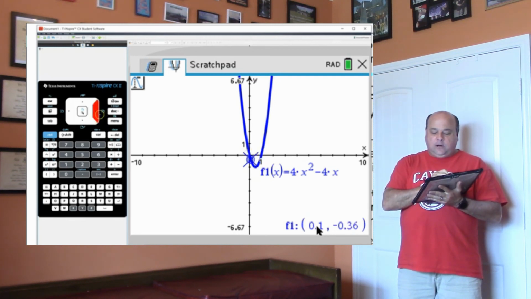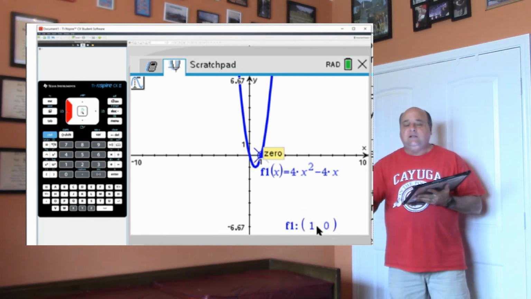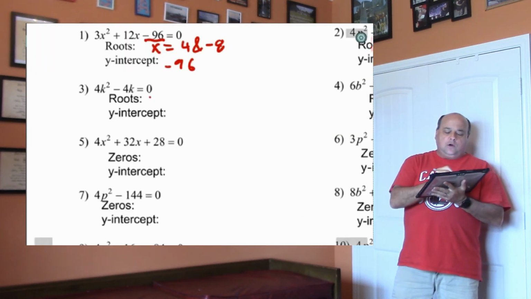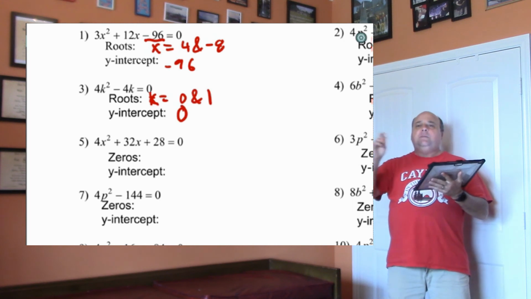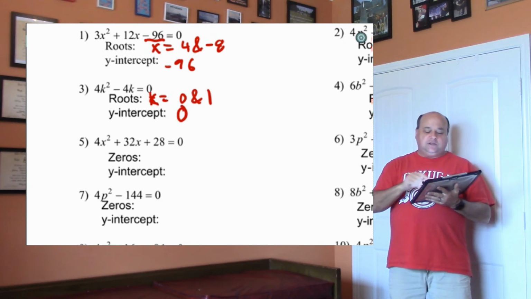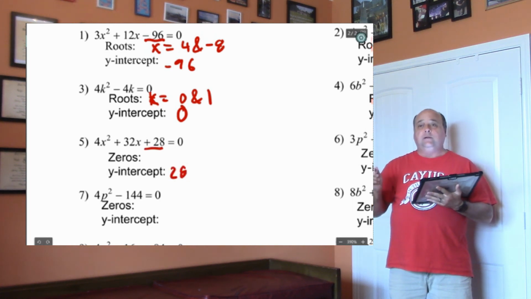Then I'm going to hit the right arrow button and get to the other 0. And I think it's going to be 1. At 1, 0. So my zeros are 0 and 1, and my y-intercept is 0. So the roots are x equals 0 and 1, and the y-intercept is 0. That's all you have to write down, okay? Piece of cake. So just graph these and trace to the x and y-intercept. Remember on number 5, this right here is going to be your y-intercept in it.